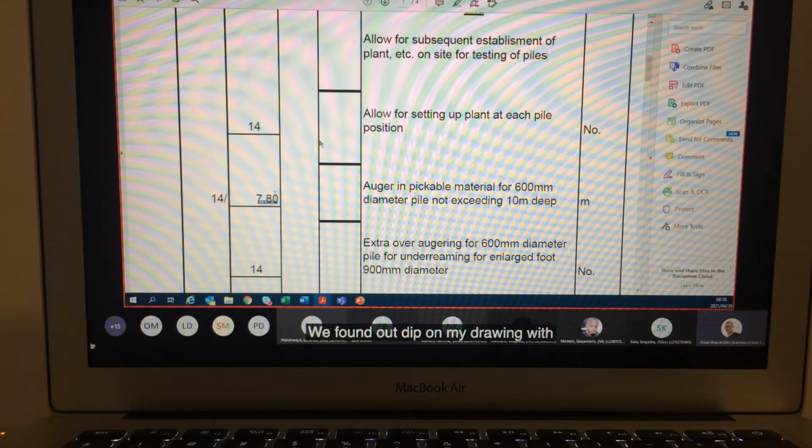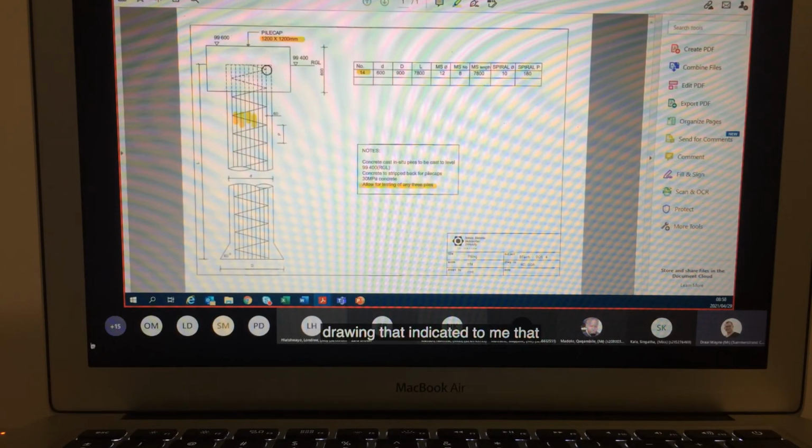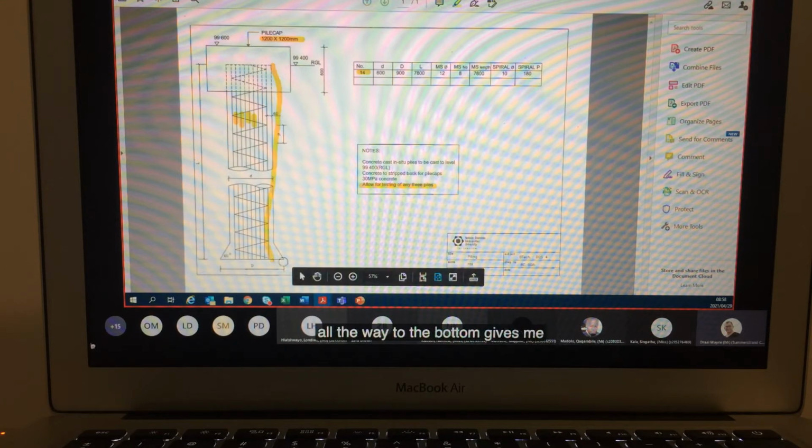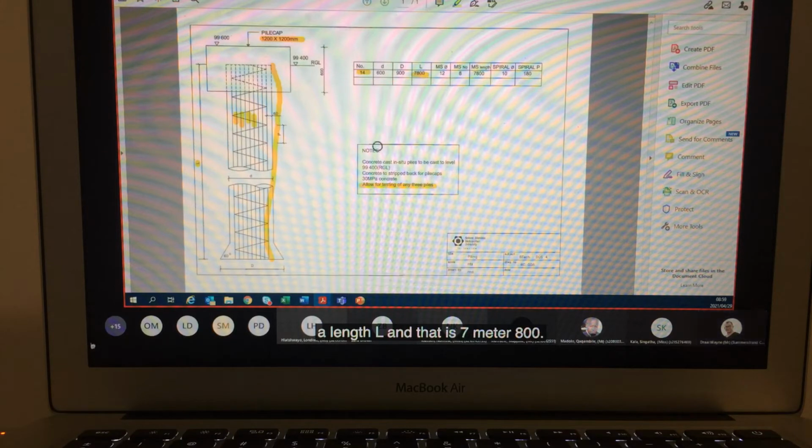We find our depth on my drawing, the drawing that indicated to me that the depth of my pile from the top, from my reduced ground level, all the way to the bottom gives me a length, which is L, and that is 7 meter 800. So 7 meter 800 to do that.